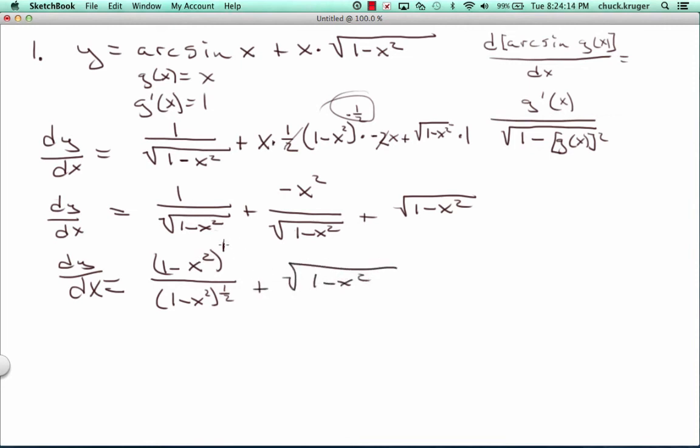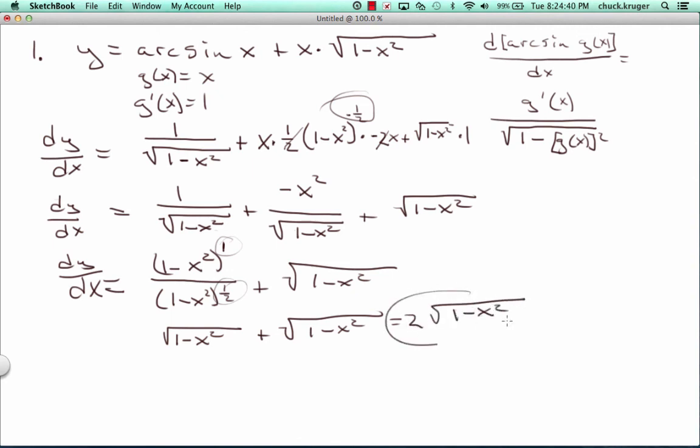Well, here the bases are the same. Here are my exponents, so I subtract the exponents. 1 minus a half is a half, and I get the square root of 1 minus x squared, because that is 1 minus x squared to the 1/2 power, plus another square root of 1 minus x squared. A square root plus a square root is going to be 2 times the square root of 1 minus x squared, and that's my answer.